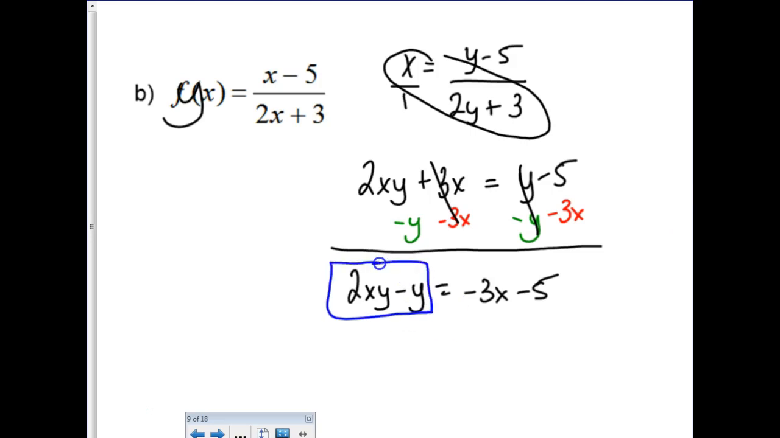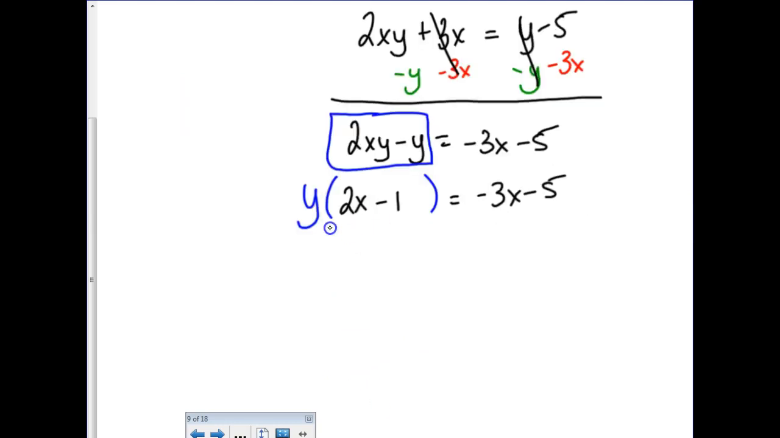Okay, a little trick from Algebra 2. When you have more than one y and you need to isolate the y, once they're grouped together, you can factor the y out. So factoring out that common y, you get 2x minus 1. All right, home free. One more step would be to divide both sides by 2x minus 1.